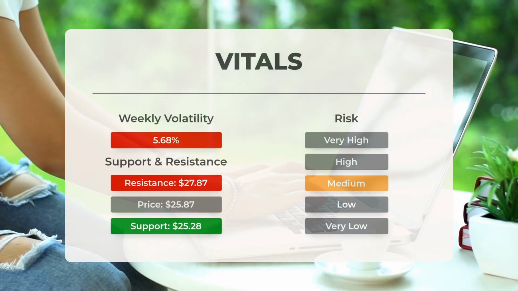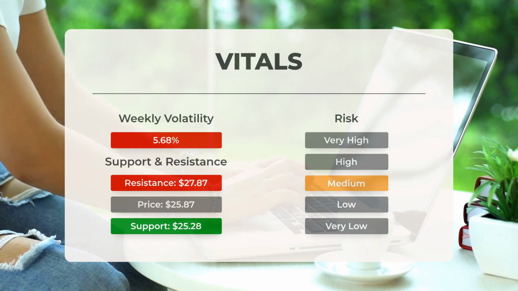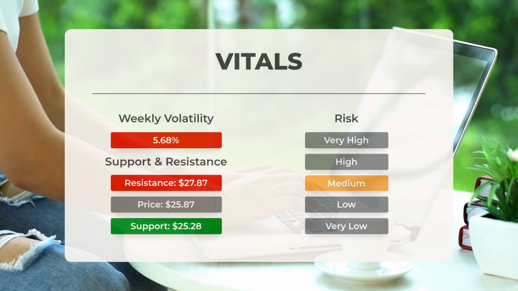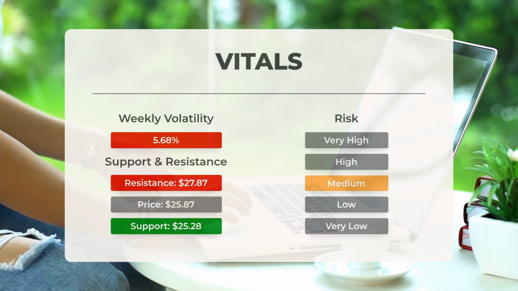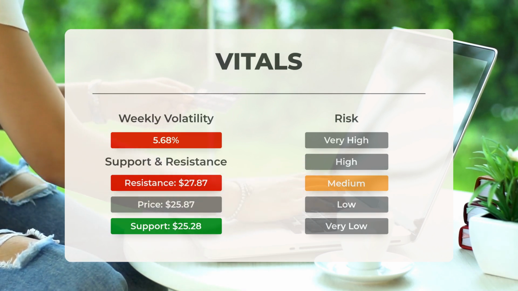Support, risk, and stop loss for SCHWAB U.S. Dividend Equity ETF. SCHWAB U.S. Dividend Equity finds support from accumulated volume at $25.28. This level may present a buying opportunity, as an upward reaction can be anticipated when the support is tested.